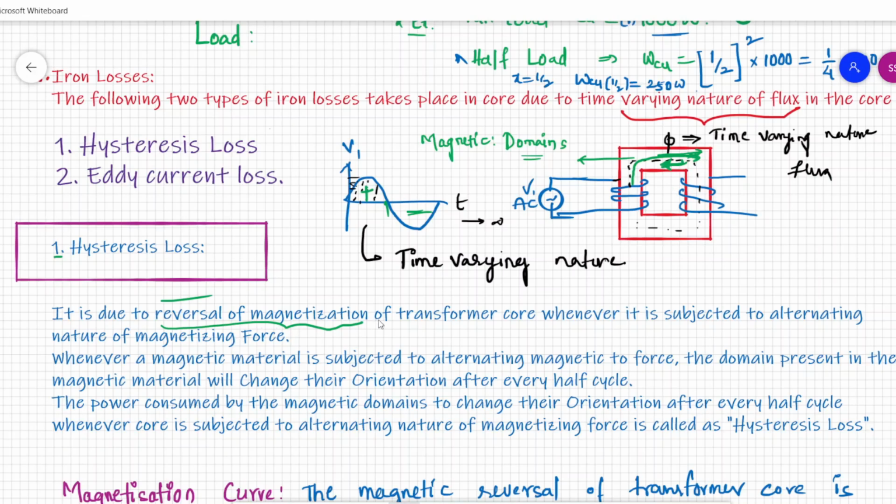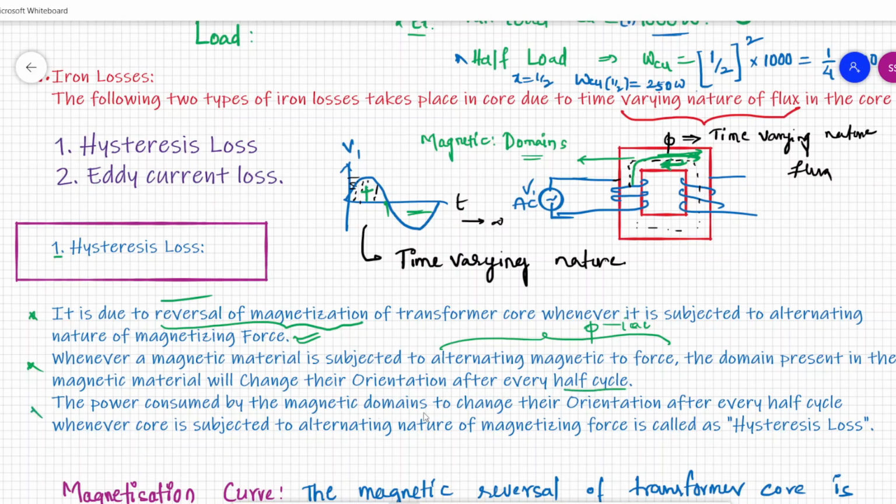This reversal of magnetization of the transformer core, whenever it is subjected to alternating magnetic force, is called hysteresis loss. This reversal process will consume some power, and that is called hysteresis loss. Whenever a magnetic material is subjected to alternating magnetic force, that is nothing but AC flux, which is being generated by AC current supplied to the primary, the domains present in the magnetic material will change their orientation after every half cycle. This is what I have explained so far.